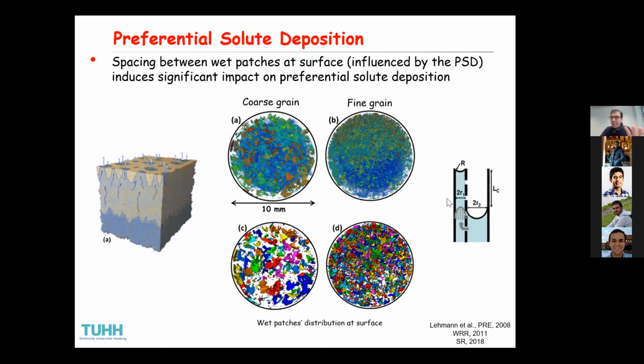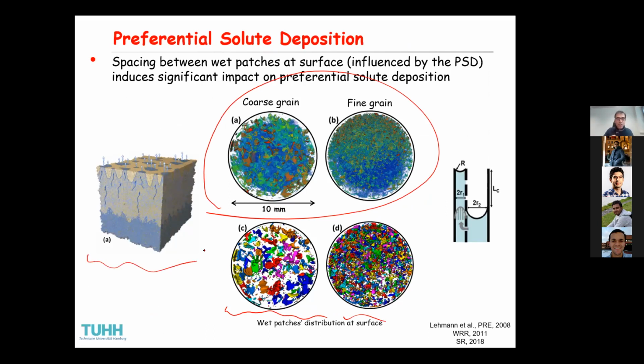So why does that happen? Why do you see higher concentration in the case of coarse textured material? And the answer is here. What you see here is the surface of the column from the top. Basically, you're looking at the top, right? And this is the distribution of the wet patches at the surface. Basically, the clusters of liquid at the surface.